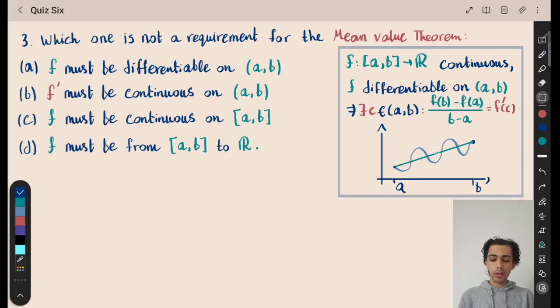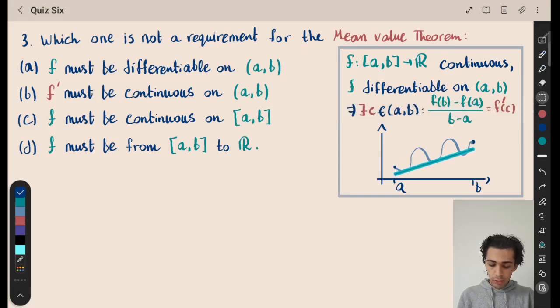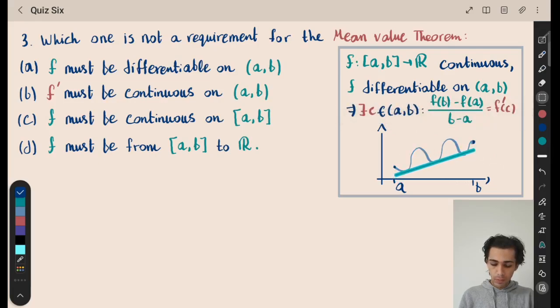Now, what our theorem is telling us is that there is a certain point on this function at which the tangent line is equal to the slope, the average slope of the function.